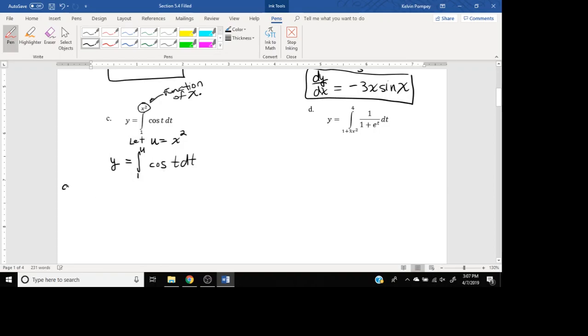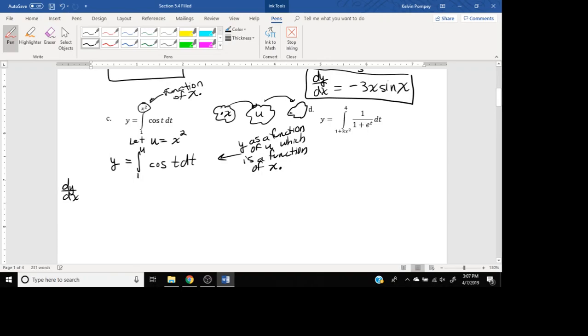Now, my goal is to find dy/dx. But this thing has y as a function of u, which is a function of x. All right, so think about composition of functions. I start with an x, I apply it and I get a u, and from that u, I get y, because y is a function of u, and that's a function of x.